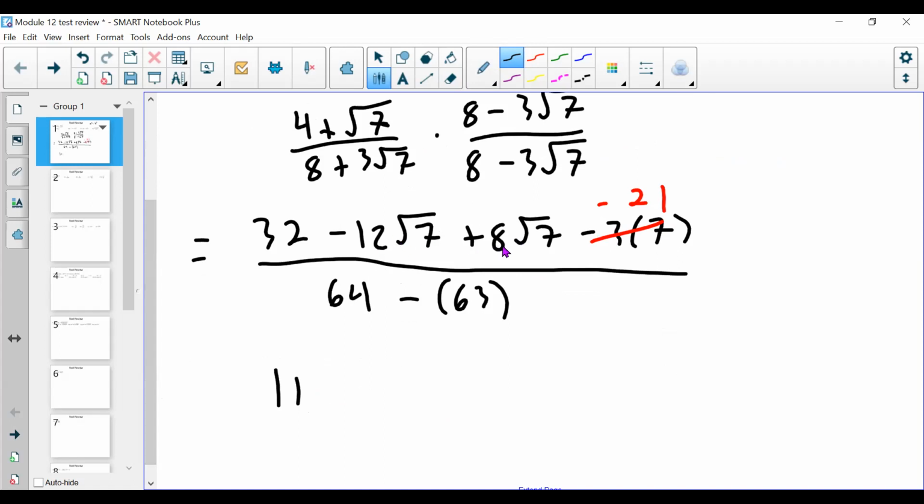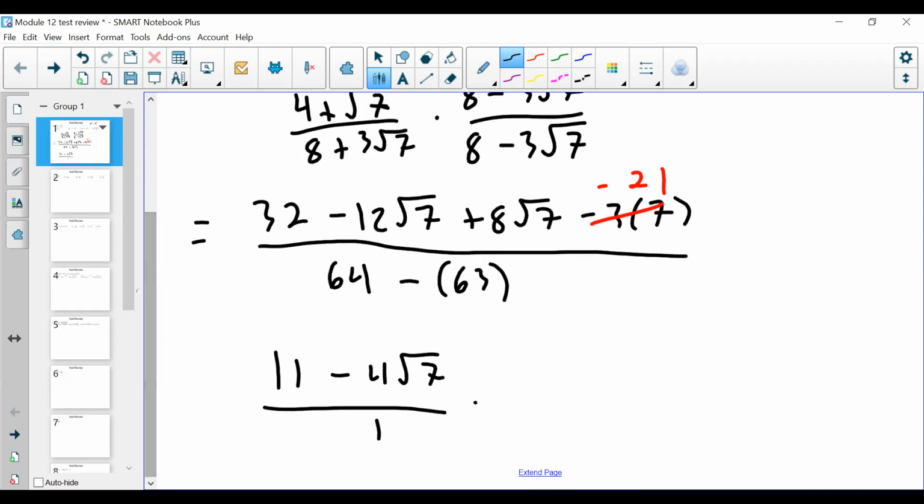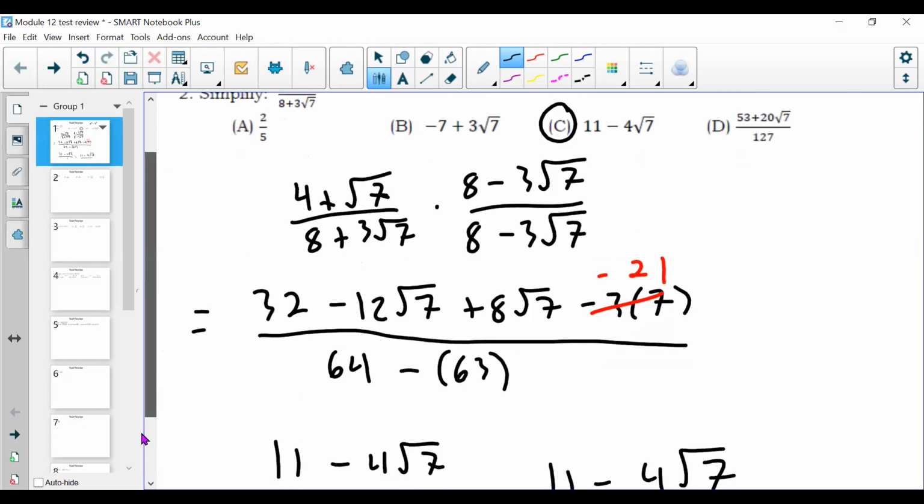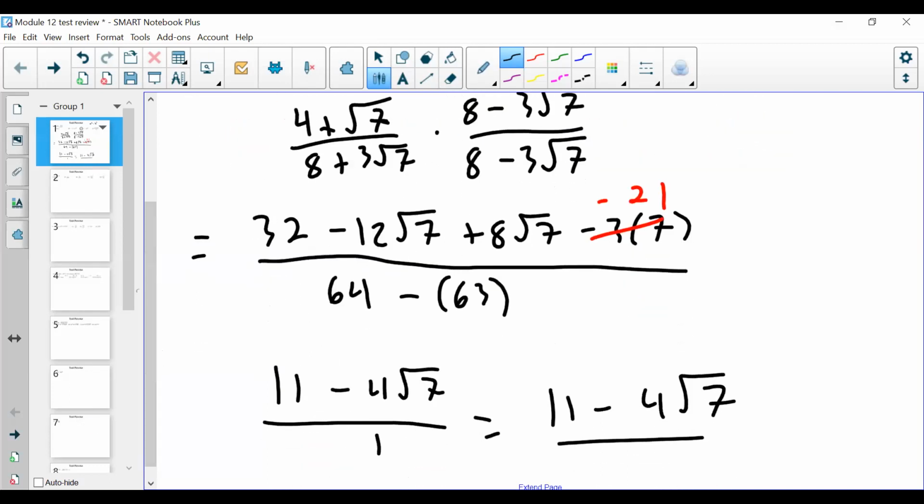Negative 12 root 7 and positive 8 root 7 is a negative 4 root 7. And on the bottom, 64 minus 63 is just going to be 1. So we're left with 11 minus 4 root 7. And that gives us answer choice C. Any questions about that?